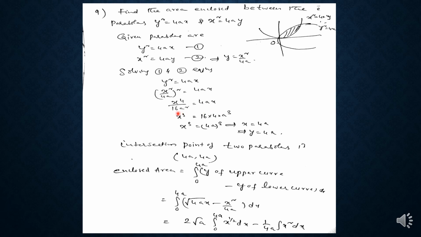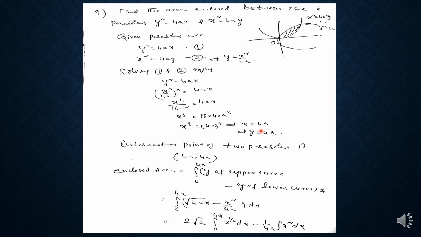So by cross multiplication we will get x to the power of 4 by x is equal to 4a into 16a square. X to the power of 4 by x is x cube, which is equal to 16a square into 4a. That is 16 into 4 into a cube, that is 64a cube. This can be written as 4a whole cube. X cube is equal to 4a whole cube. Then x is equal to 4a.